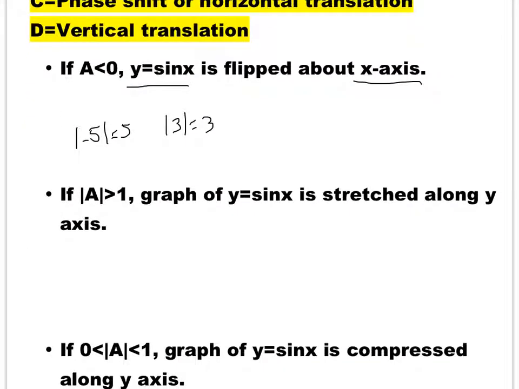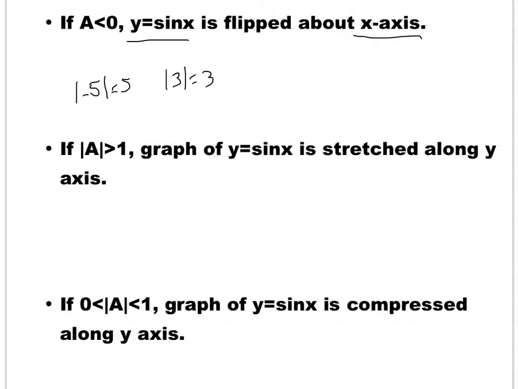The next one is when the absolute value is between 1 and 0. Meaning you have A equal to -0.5. Remember, the absolute value of -0.5 is 0.5. Or you have, let's say, 0.13, which is going to be 0.13. Since the absolute value is between 1 and 0, we say that you are compressing along the y-axis. Now, when you compress about the y-axis, it is the same as stretching along the x-axis, or vice versa.